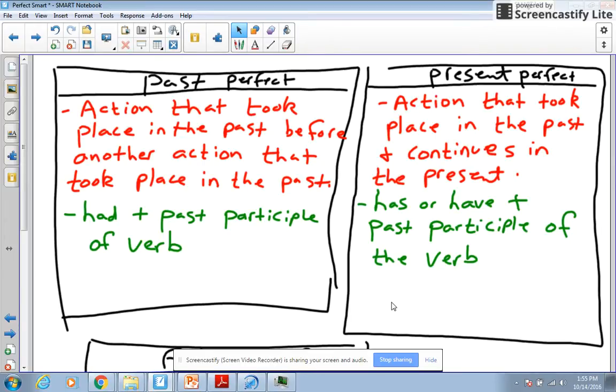So that was all review, but today what we're going to talk about is past perfect, present perfect, and future perfect. And what these verbs do is they give us more of a specific timeline for when events happen. So we're going to start with past perfect.